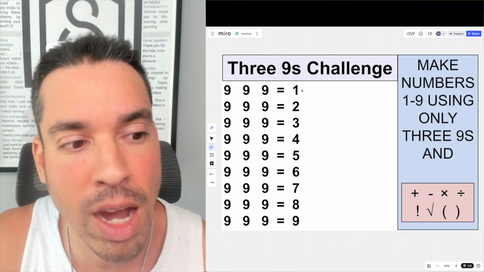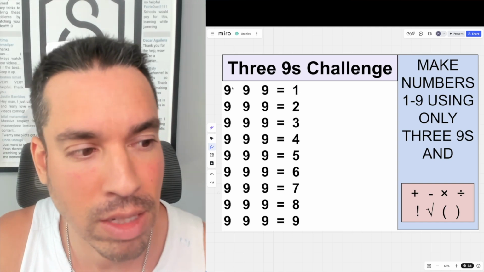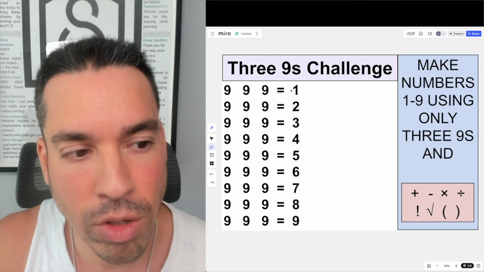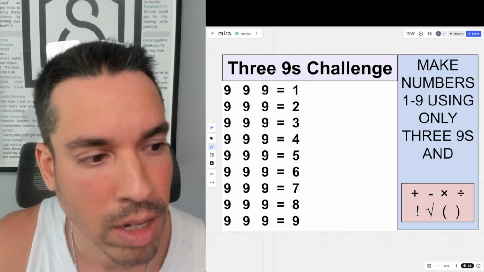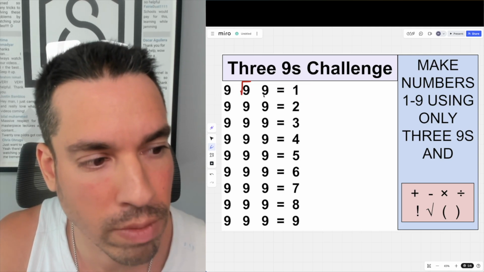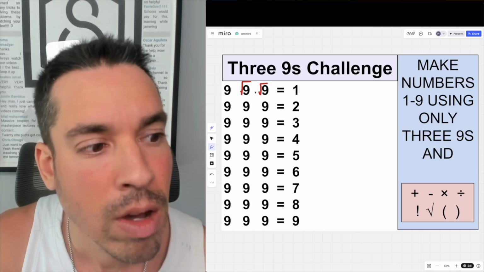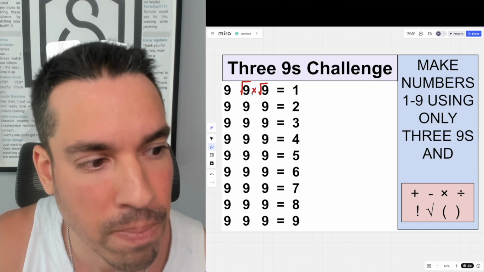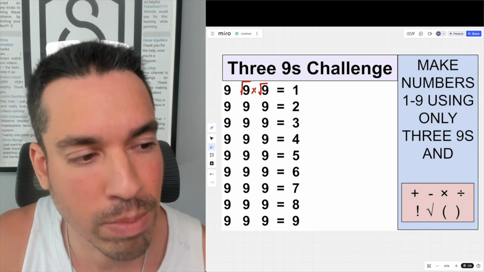All right, let's start at the top with 1. So we're trying to get 3 9s to equal 1. How I'm going to start this is as follows. I'm going to take the square root of 9 and the square root of 9. That's going to turn both of those into 3s. Then I'm going to multiply these guys. So 3 times 3 is actually 9. Now the reason why I'm doing this is because then I want to subtract that from this 9.